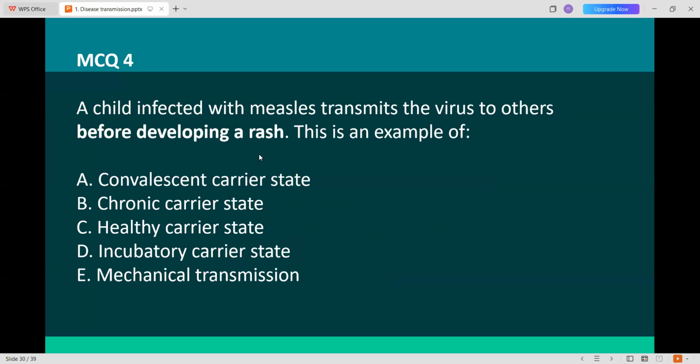MCQ number four: a child infected with measles transmits the virus to others before developing a rash. This is an example of A, convalescent carrier state, B, chronic carrier state, C, healthy carrier state, D, incubatory carrier state, E, mechanical transmission. D, yes, D is the right option.